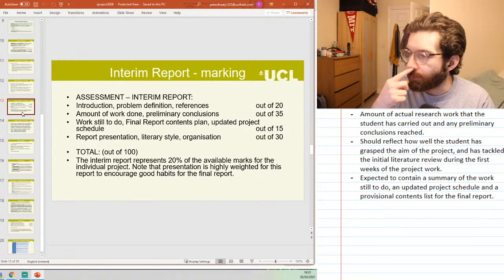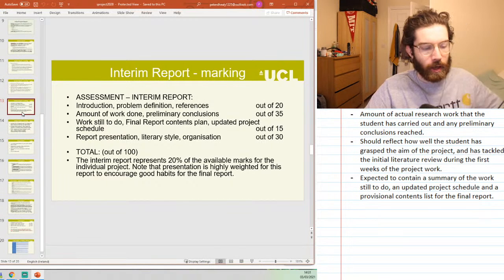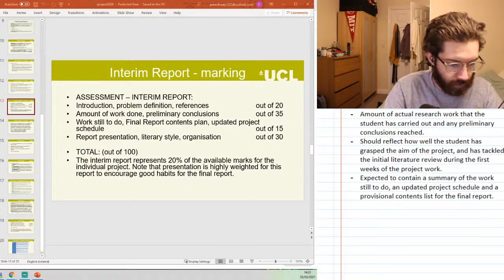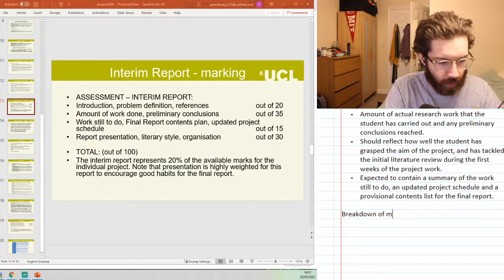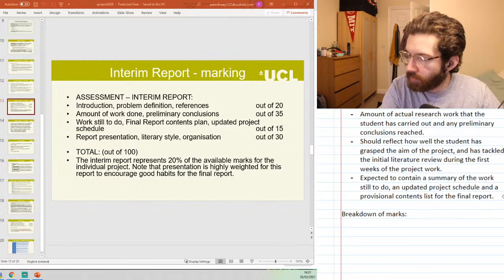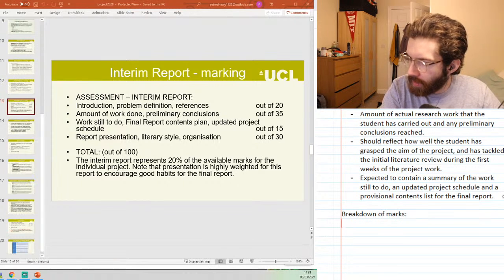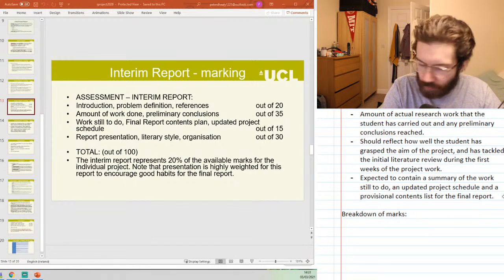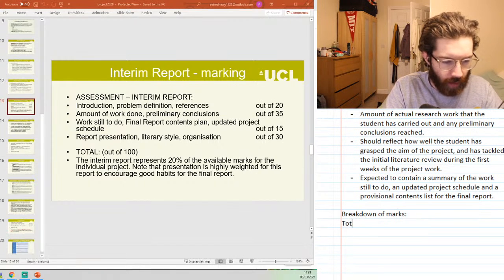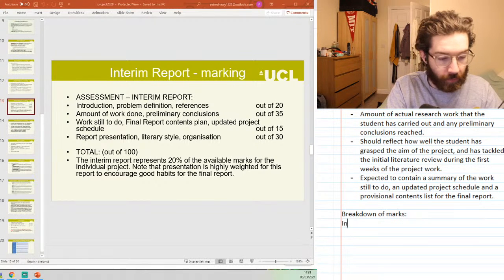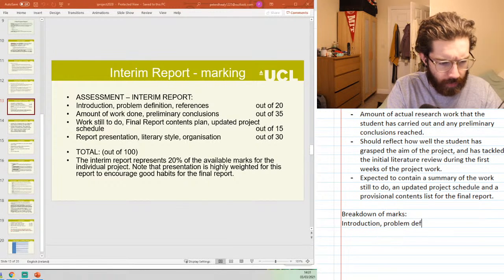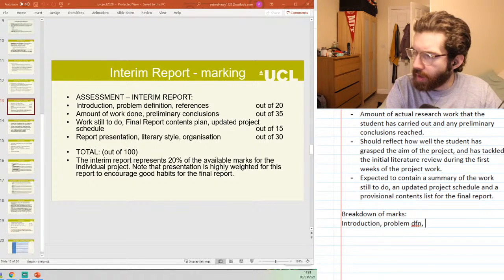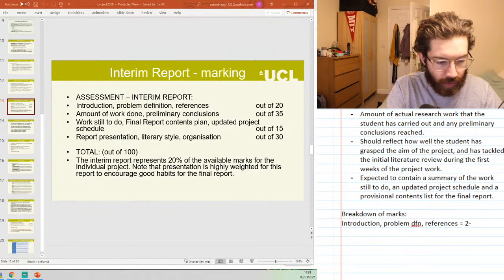Just keep going. Assessment, interim report. Okay, so this is the breakdown of the marks. It's out of 100. I'll do a total at the end. So we have introduction, problem definition, and references. That's 20 marks.